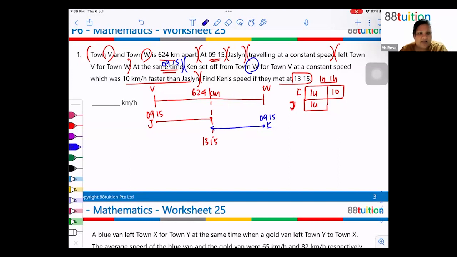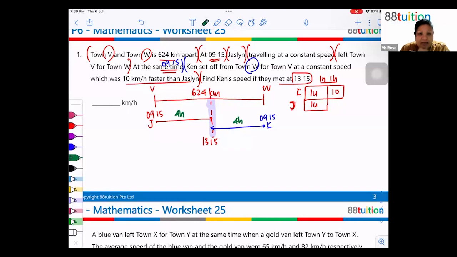The line shows that they meet at this point. Between 9:15 and 1:15, how many hours would that be? Anyone? Yes, Brian? 4 hours. Thank you. All right, so that is 4 hours and 4 hours.